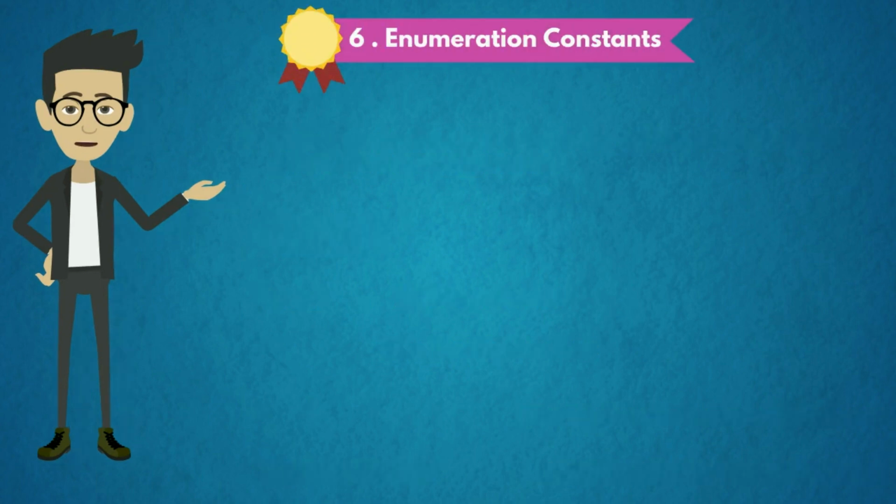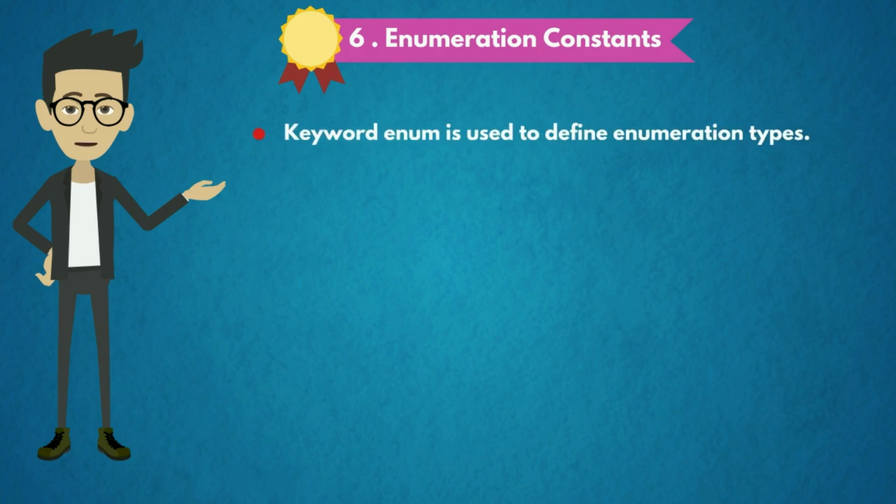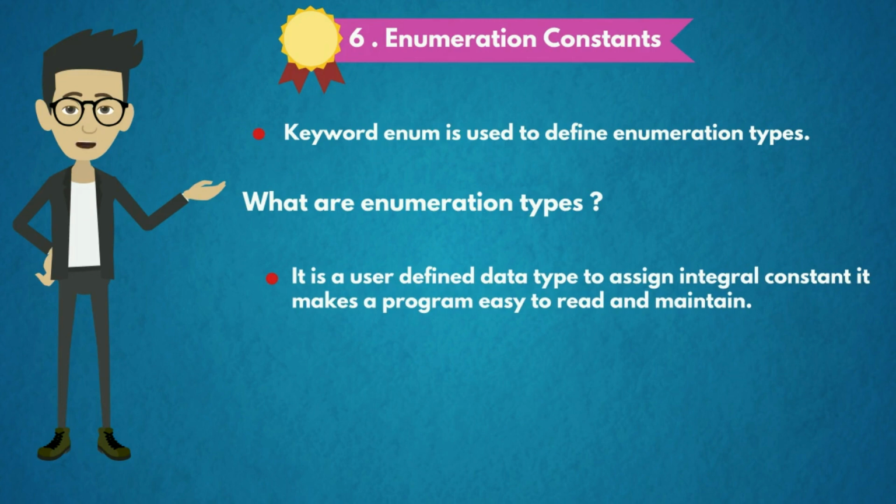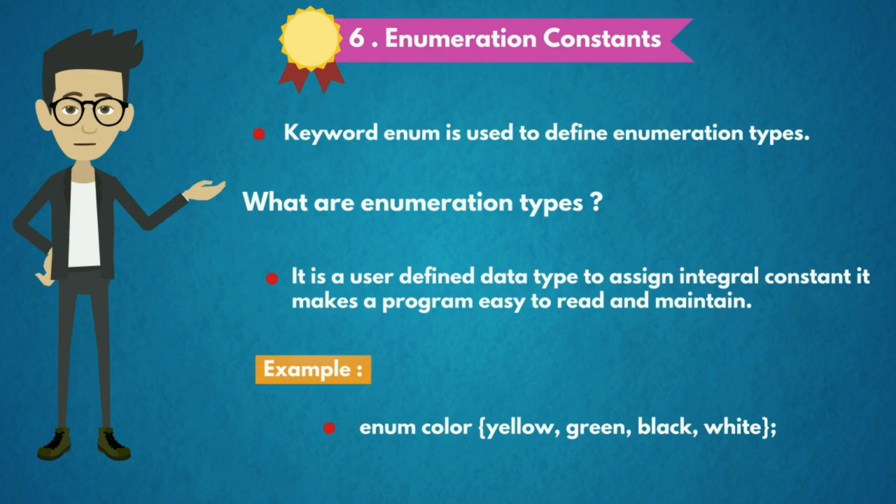The sixth type is enumeration constant. Keyword enum is used to define enumeration types. What are enumeration types? The answer is, it is a user-defined data type to assign integral constants. It makes a program easy to read and maintain. For example, enum color with values as yellow, green, black, white, etc. We can also use another example of enum float with different values or enum integer, etc.